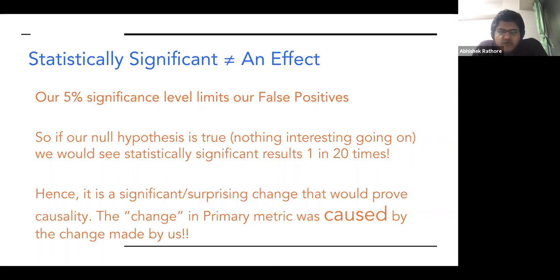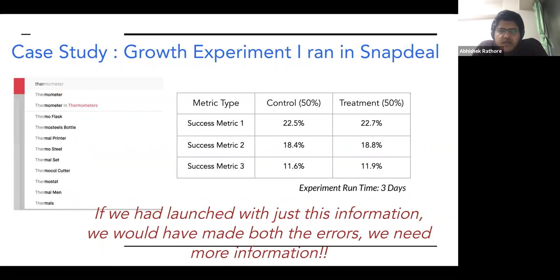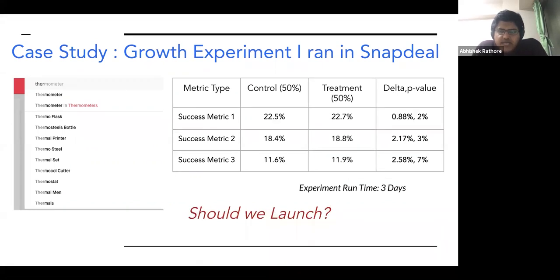So how should we prove causality? How should we say whether our experiment had this significance level or not? Now, if I just have these numbers, I cannot say anything with confidence. So I give you some more information.